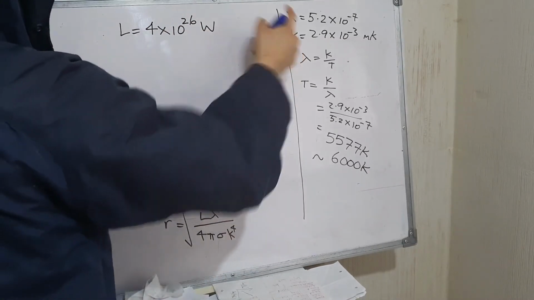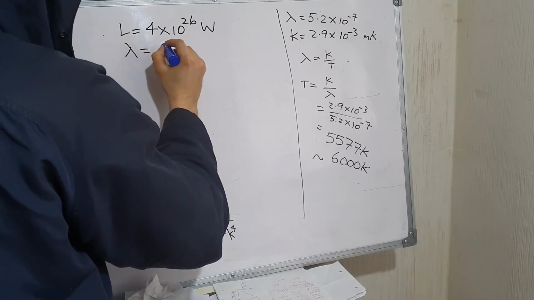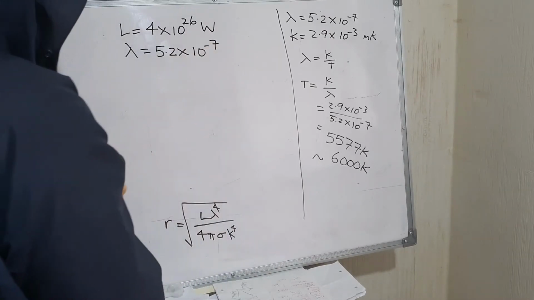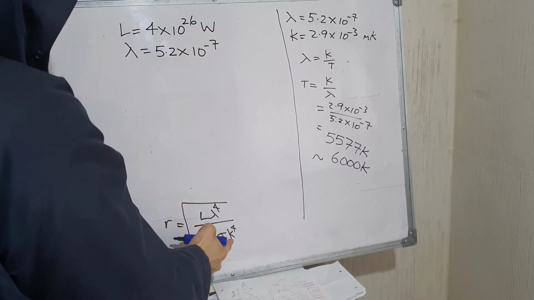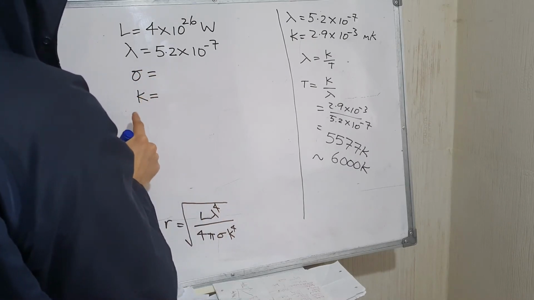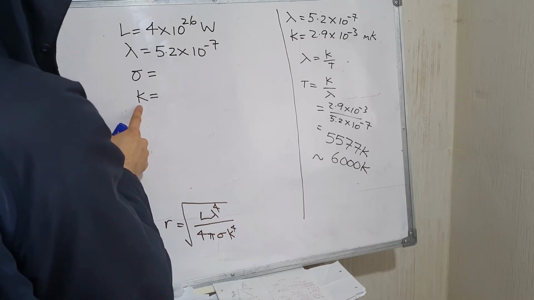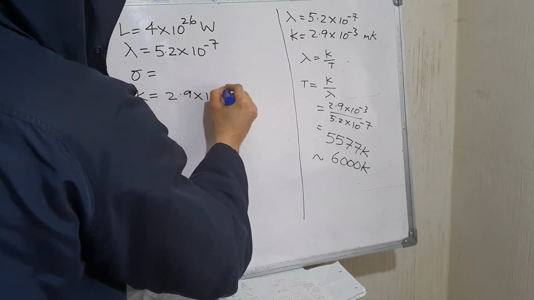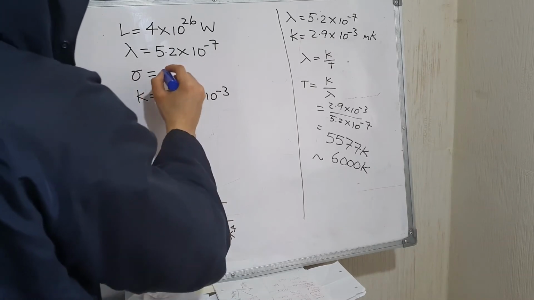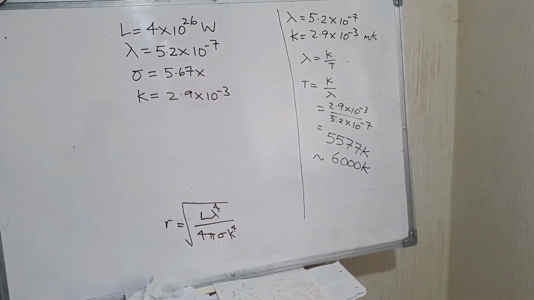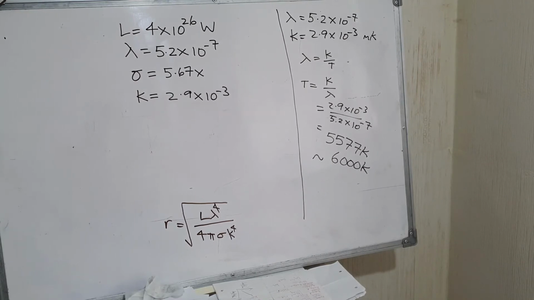And we already know lambda. Sigma and k are just constants. So, and what was k? So k is equal to this. And what is sigma? I think it was 5.67 times, hold on, let me find out what it is first. 10 to the minus 8.